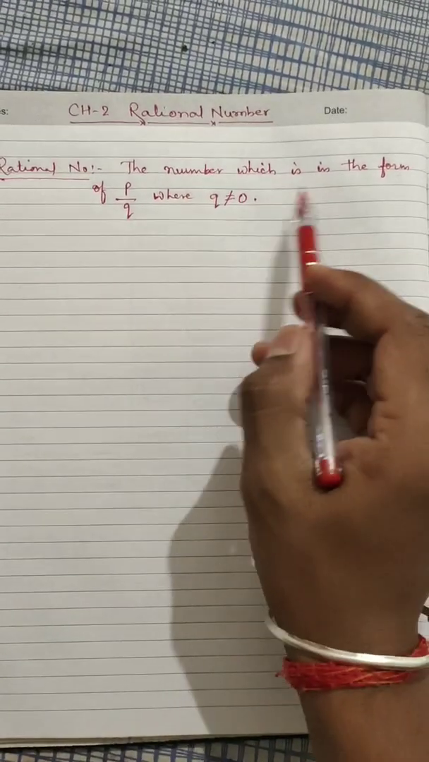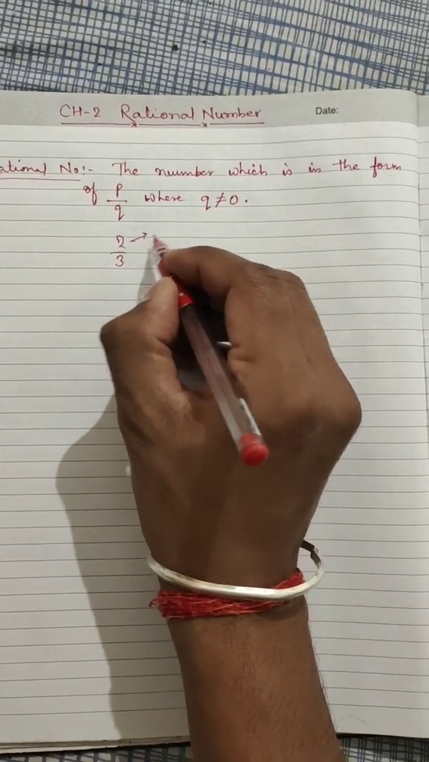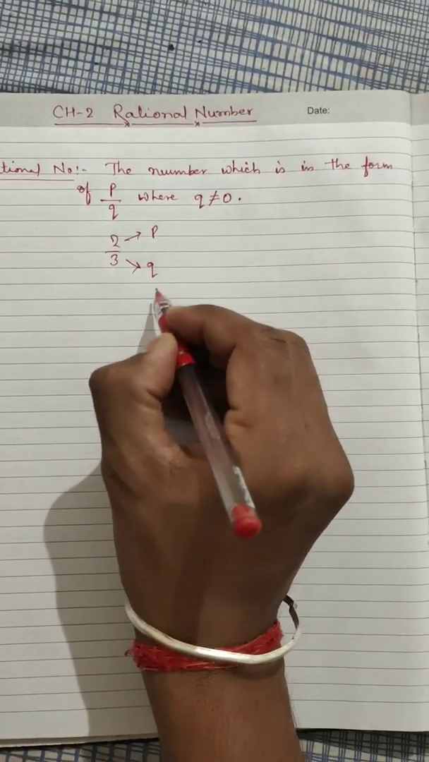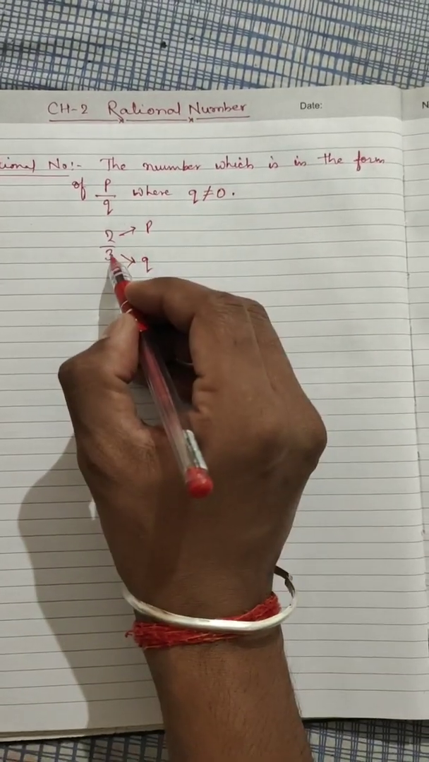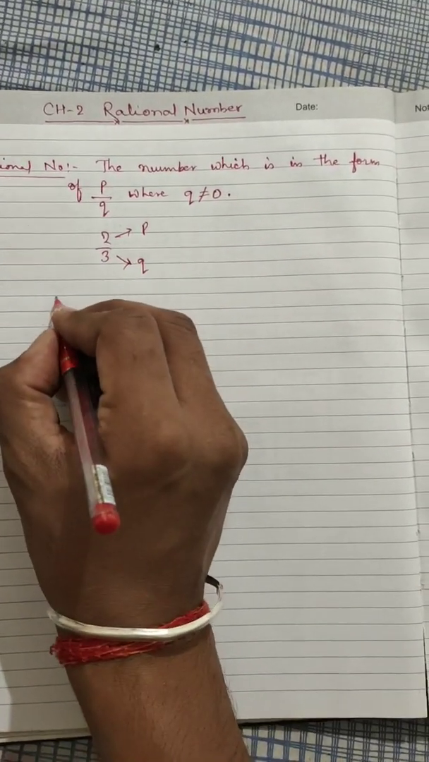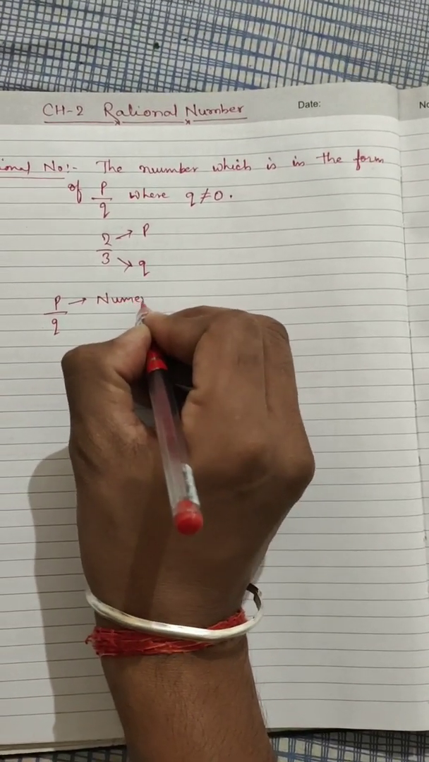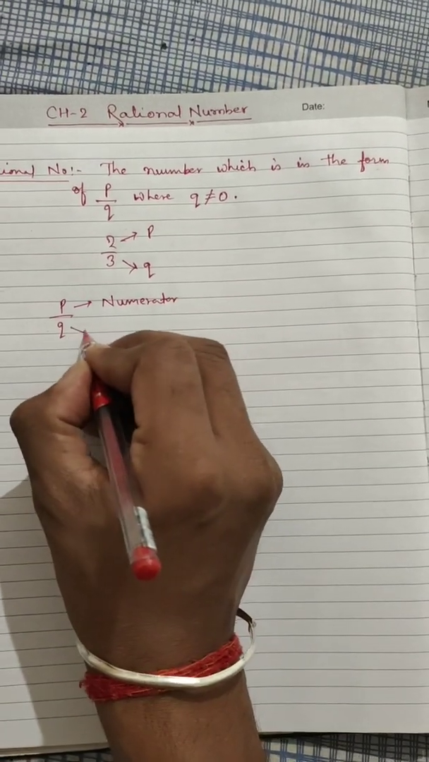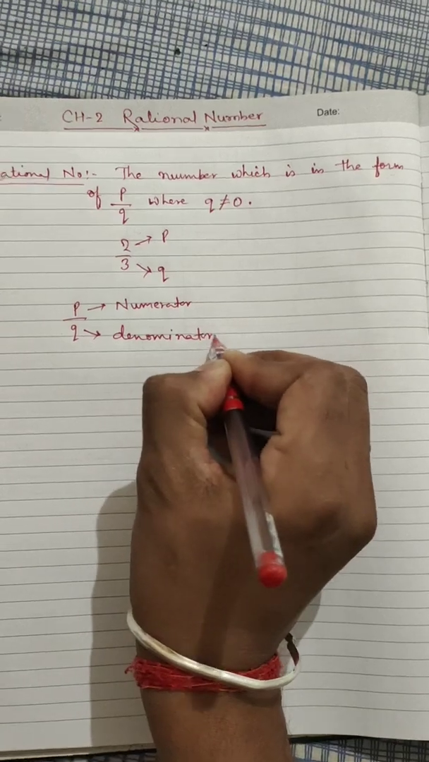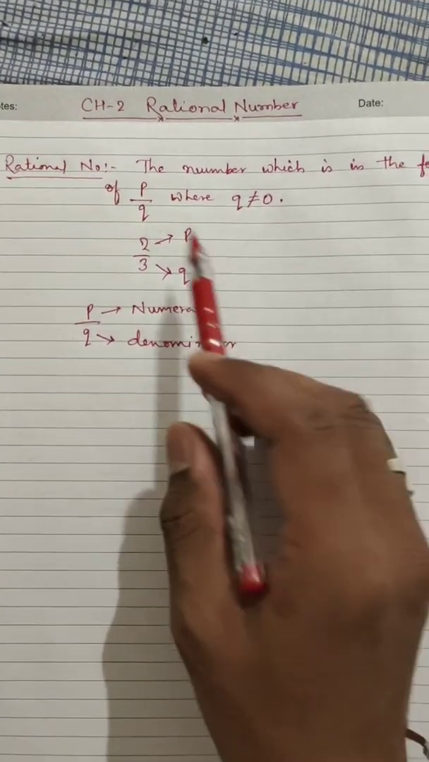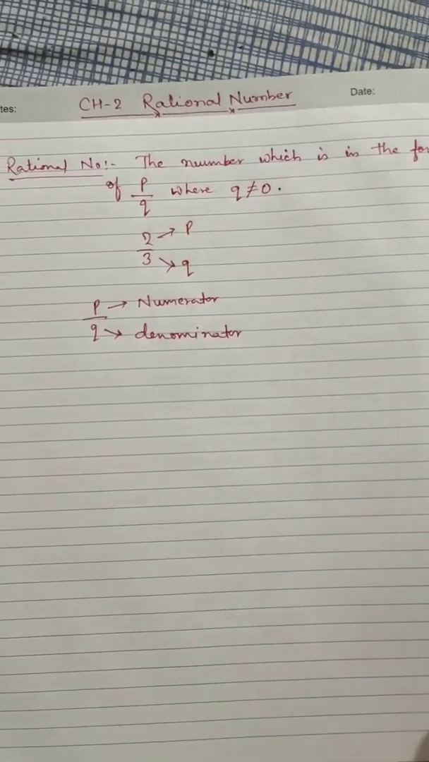The number which is in the form of P by Q, like 2 by 3. Here 2 is P and 3 is Q. And hence the condition is there that Q should not be equal to 0. Here in P by Q, P is the numerator and Q is the denominator. With a rational number, the denominator should not be equal to 0.